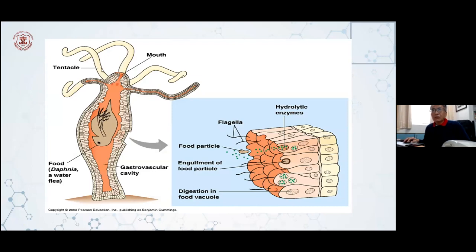So this is the hydra. The structure of the hydra includes the tentacles, and this is the mouth, and there is the prey. The prey is taken in through the mouth, and the wall of the hydra is only one cell layer. So the cells release enzymes to digest the prey into small molecules, and the small food particles are engulfed into the cells. And then in intracellular digestion, they use hydrolytic enzymes and produce small molecules for the cells. So this is the lower animal. Like the hydra, they use intracellular digestion.